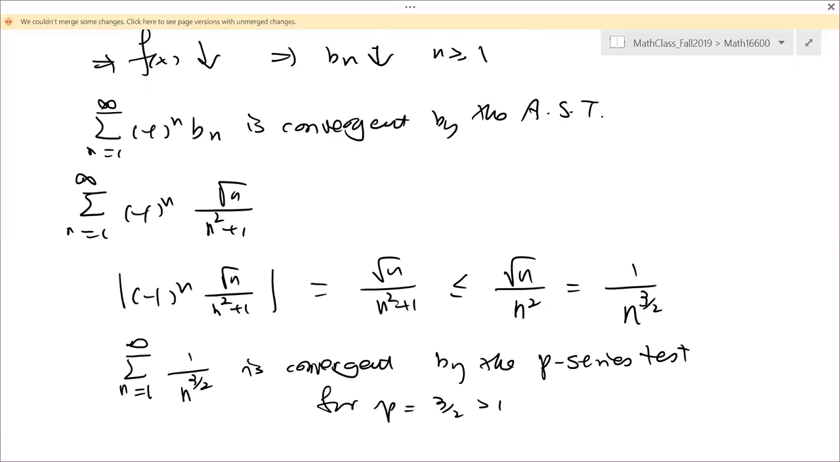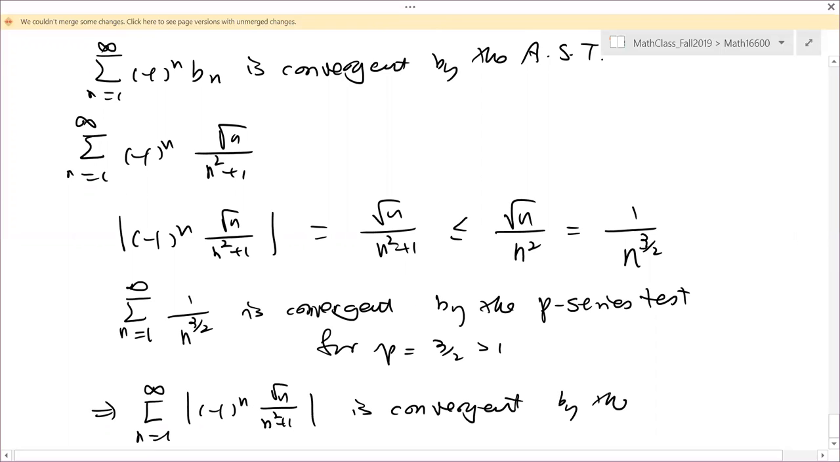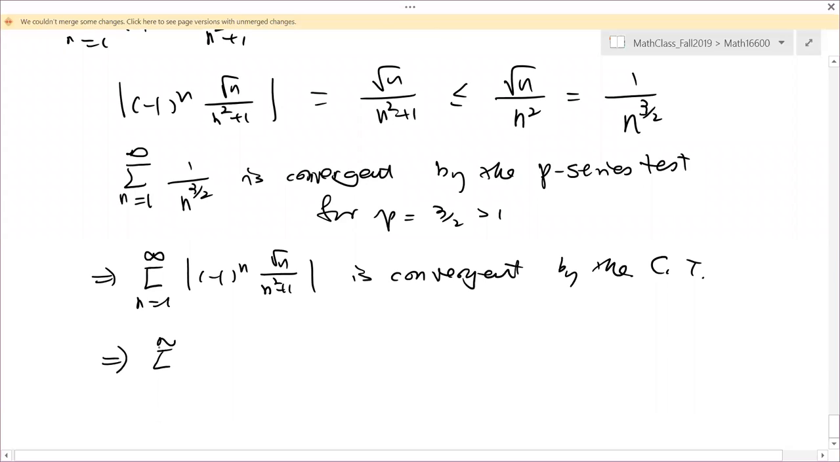Then this implies that the series with positive terms is convergent by the comparison test. Then you can conclude that the original series is convergent. Actually, not only convergent, it's absolutely convergent. Because you have to answer whether the original series is convergent, right? So this is absolutely convergent.